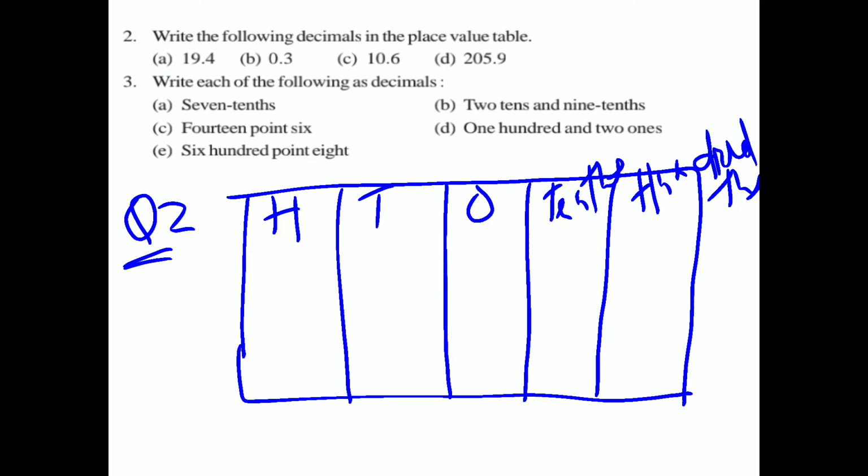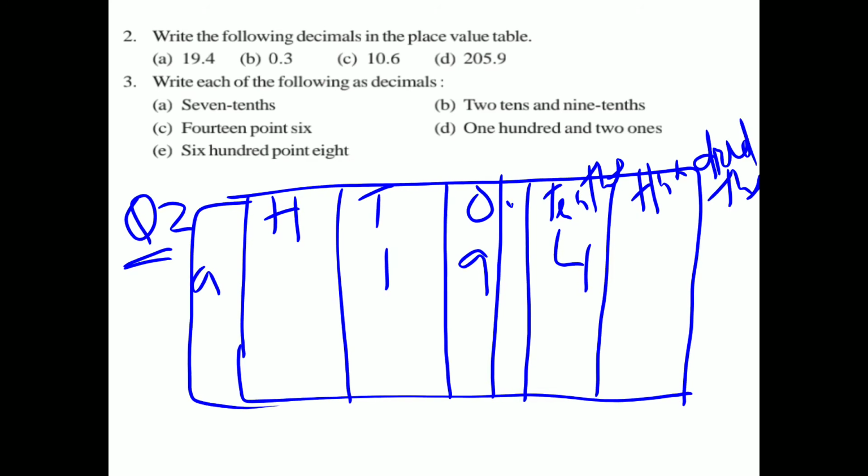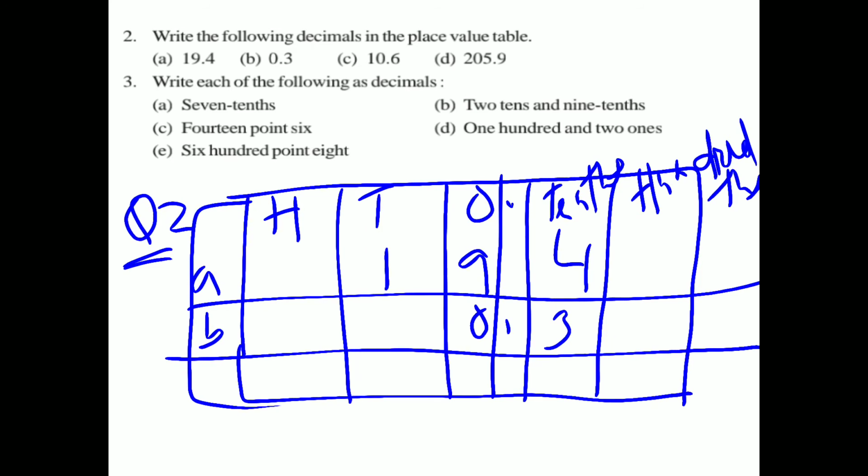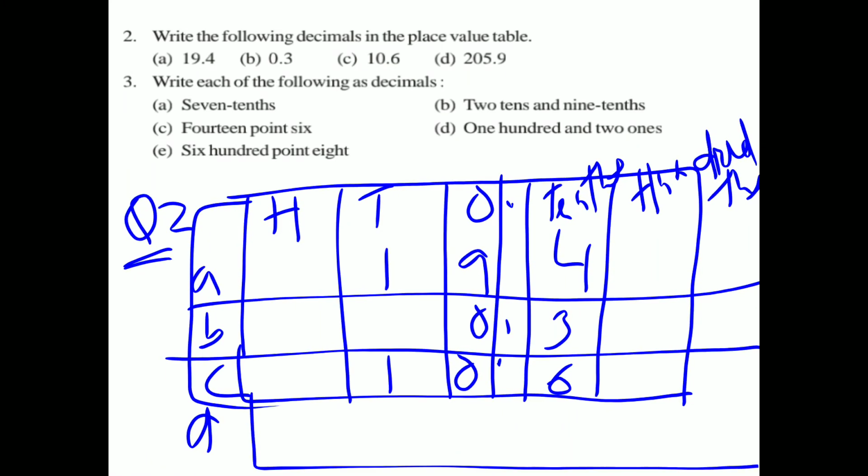Now 19.4. So how do you write? In the center you can put a point also. Clear? 19: you write 1 in the tens place and 9 in the ones place, and 4 you write in the tenth place. This is A part. Clear? Now we do B part. B part is 0.3. C part is 10.1, then 0.6. Clear? Now D part, you have to put the numbers in a place value table only: 205.9. Clear? In this manner we do question 2.